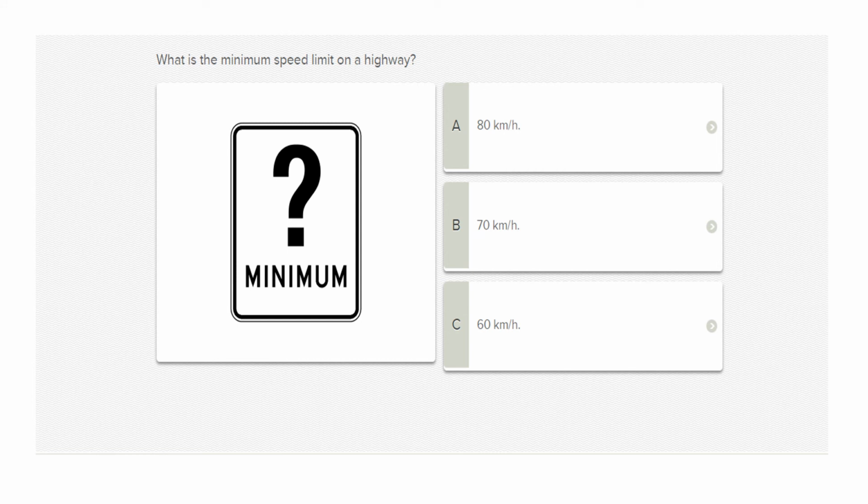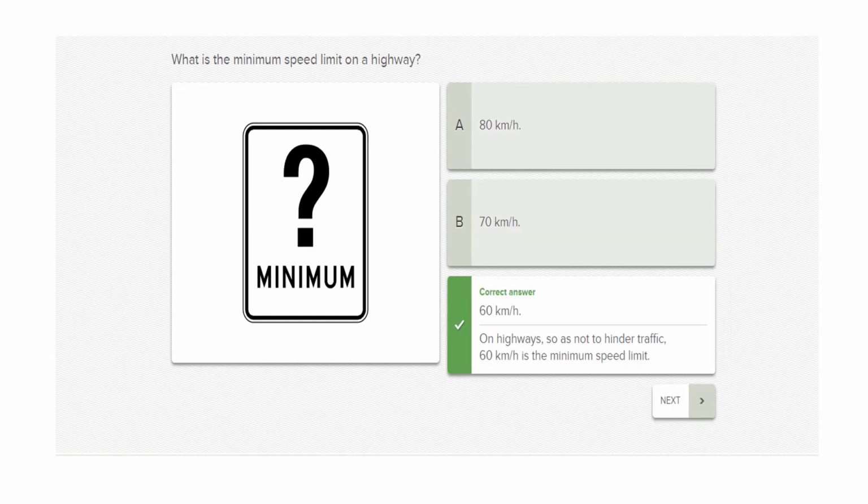What is the minimum speed limit on highway? Option A, 80 km per hour. Option B, 70 km per hour. Option C, 60 km per hour. And the correct answer is option C, 60 km per hour on highways so as not to hinder traffic. 60 km per hour is the minimum speed limit.